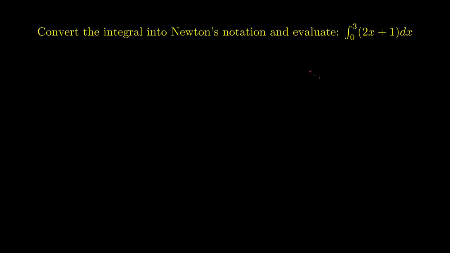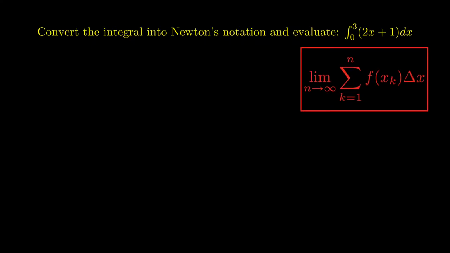approaches infinity of the sum from k equals 1 to n of f of x sub k times delta x. Now the f of x sub k times the delta x is the widths and the heights of the rectangles that we would get if we were doing a rectangular approximation of this integral. So f of x sub k represents the height of each rectangle, and delta x represents the width of each rectangle. We're going to multiply those together to get the area of each of the rectangles.